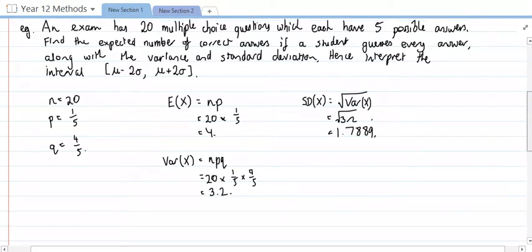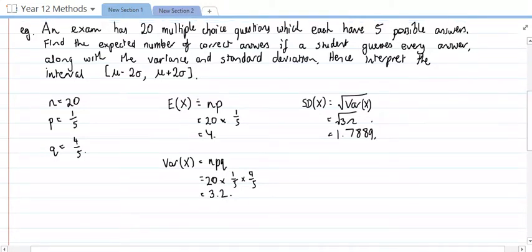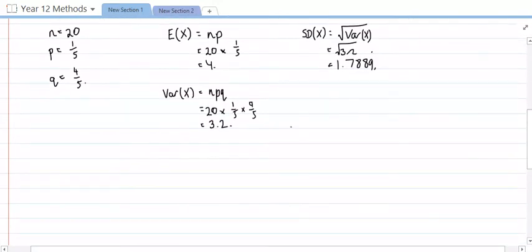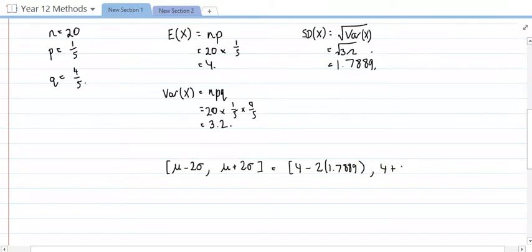Okay, so the last part of the question says that we have to hence interpret the interval of mu minus 2 sigma to mu plus 2 sigma. Remember that mu is just another way of writing the expected value, and sigma is another way of writing the standard deviation. So I'll just write down here that mu minus 2 sigma to mu plus 2 sigma is going to be the same as 4 minus 2 times 1.7889 and 4 plus 2 times 1.7889.